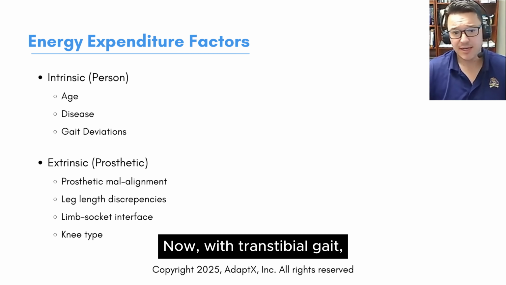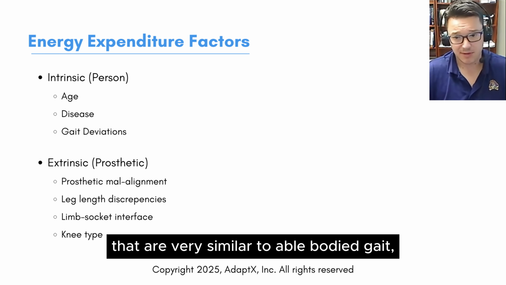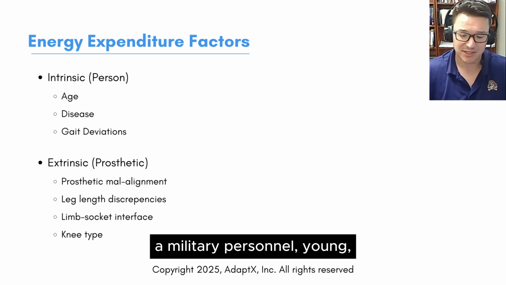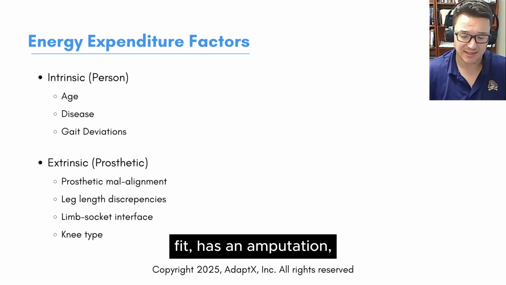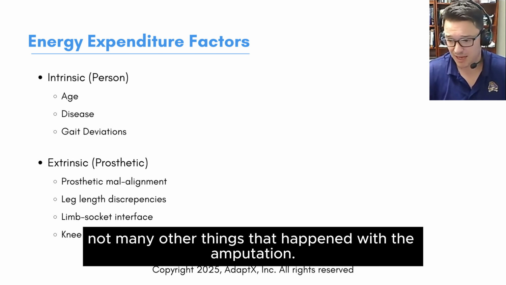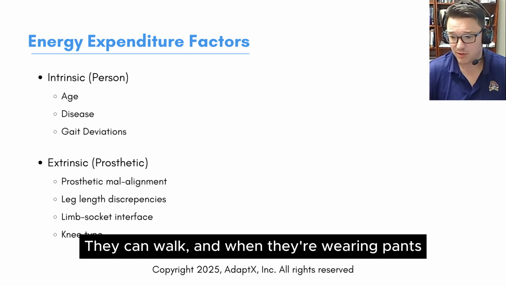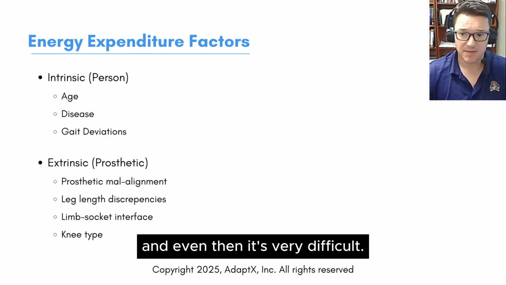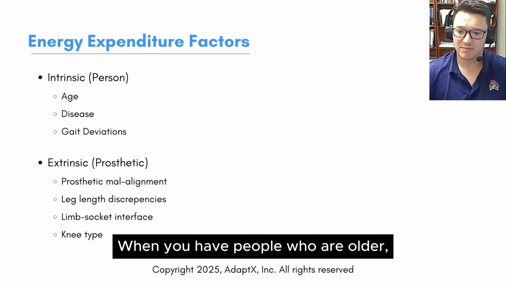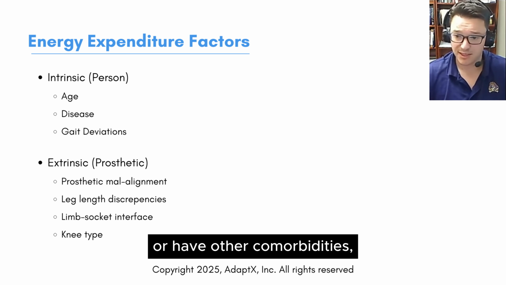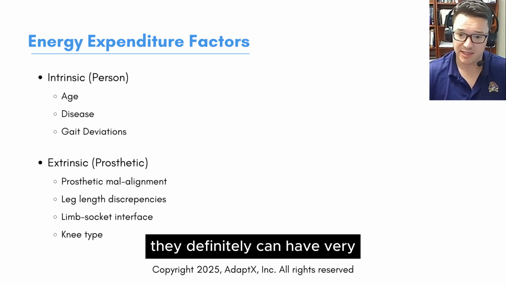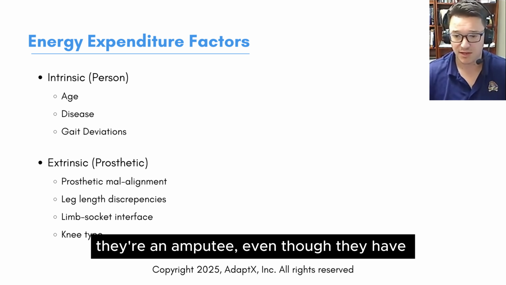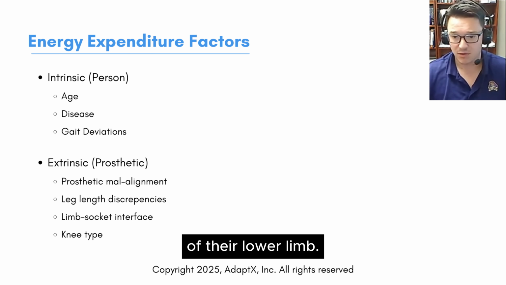Now with transtibial gait, they can have patterns that are very similar to able-bodied gait. And when people are younger, fitter, healthier, and maybe say a military personnel, young, fit, has an amputation, not many other things that happened with the amputation, they can walk, and when they're wearing pants, you don't even know they're an amputee unless you have a trained eye. And even then, it's very difficult. But that's more the exception than the rule. When you have people who are older or have other comorbidities or problems, they definitely can have very characteristic things that you can notice they're an amputee, even though they have a relatively minimal loss of their lower limb.